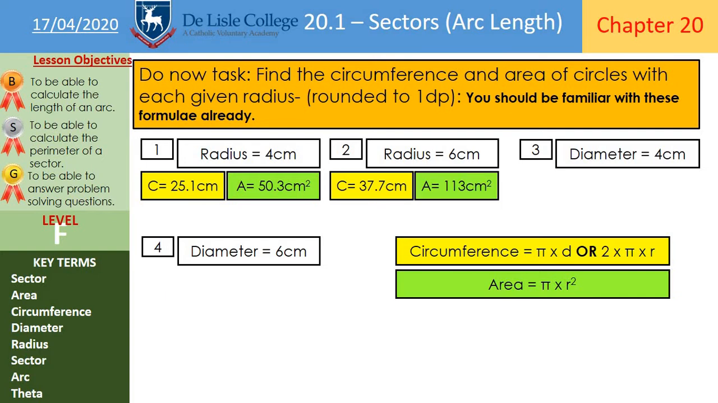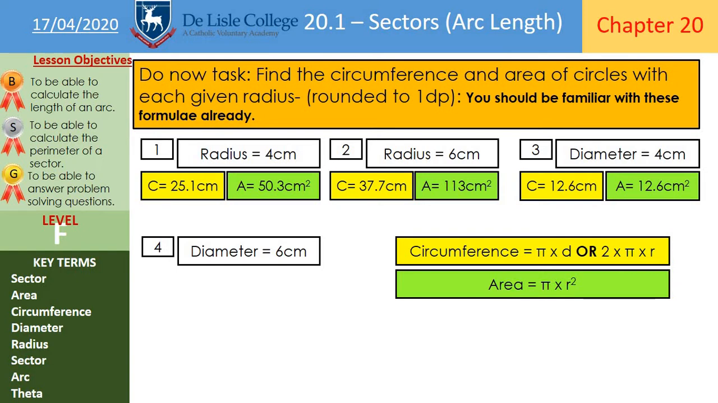For question 3, you're given the diameter. If you've chosen to use this second formula, if that's the one you've remembered from earlier in the year, remember you could just half that to 2, or you can just substitute straight into this formula to get the circumference and you get 12.6. And then for the area, obviously you can't use the diameter, you have to half it to 2 to get the radius, and then you do pi times 2 squared, which is also an area of 12.6 centimetres squared. Don't worry, they're the same, that can happen.